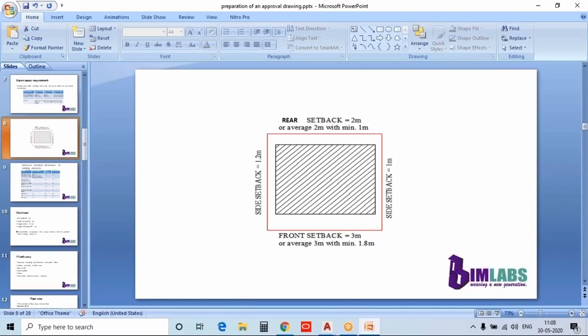Okay, so I think I will get some idea about Vastu. Okay, ma'am, can you explain according to Indian building bylaws?